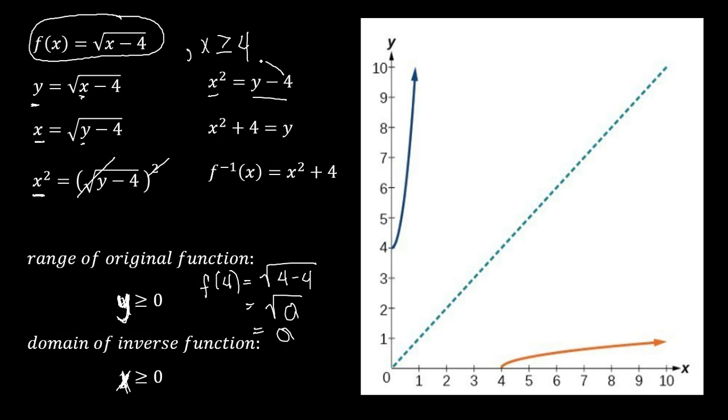Next natin gagawin, transpose negative 4 to the other side. Magkakaroon tayo ng x squared plus 4. Then bring down equal to y. Since wala na po tayong pwedeng gawin dito, we will be writing our final answer in the functional notation for the inverse. So we have f inverse of x is equal to x squared plus 4, and this will be the inverse of this original function.